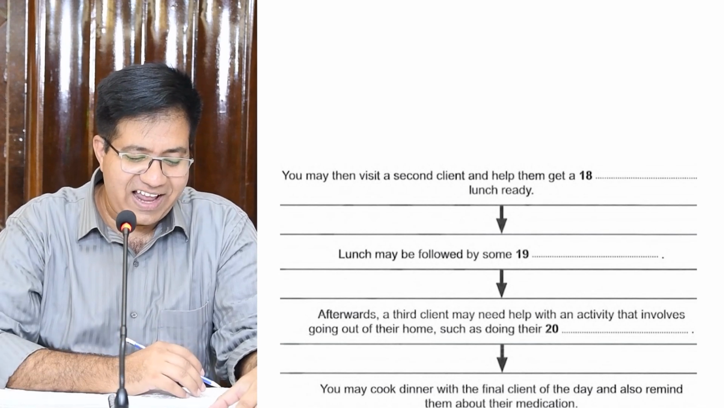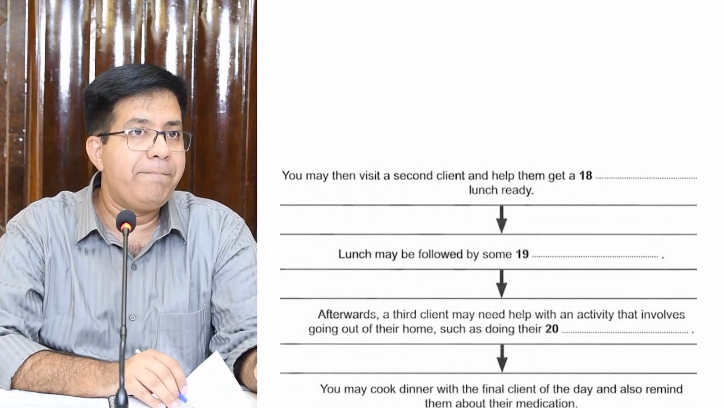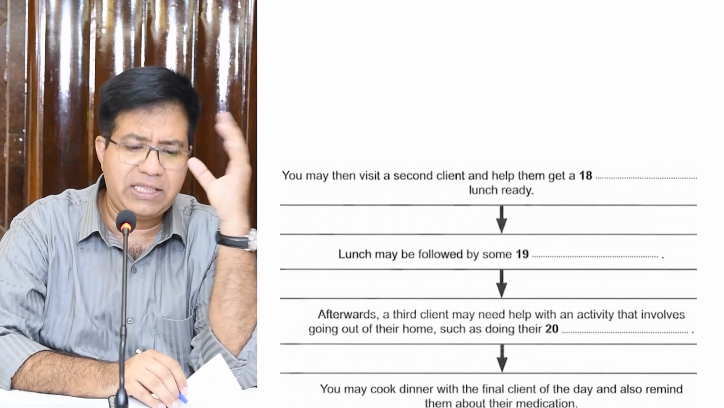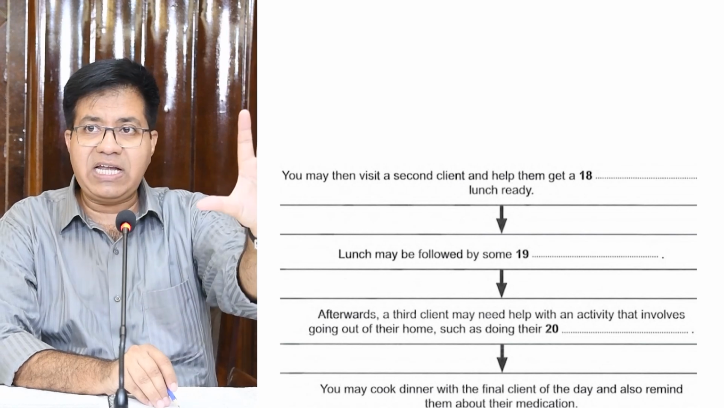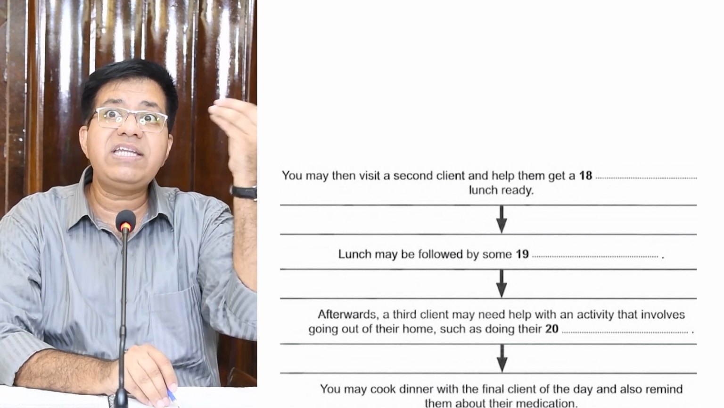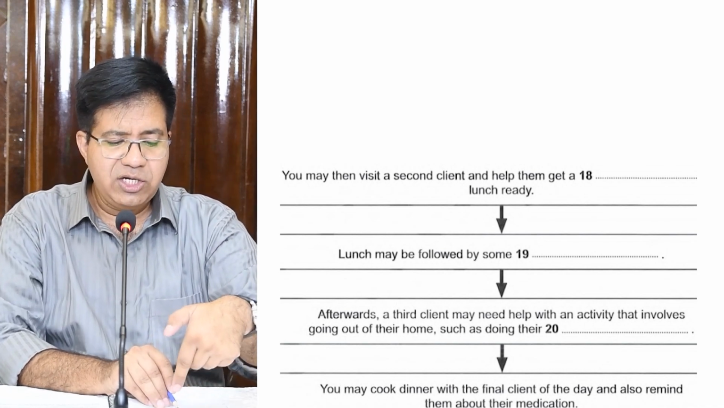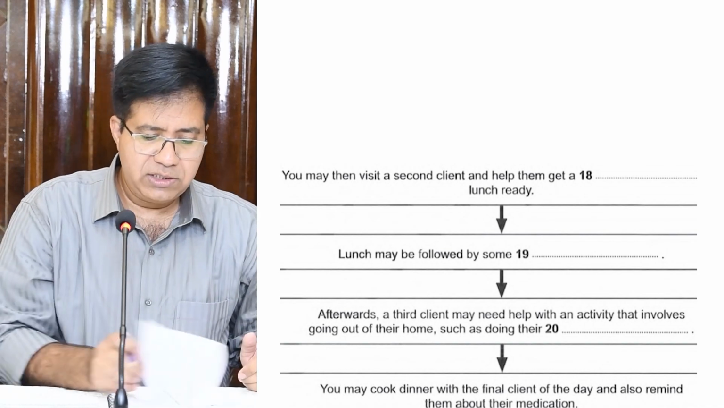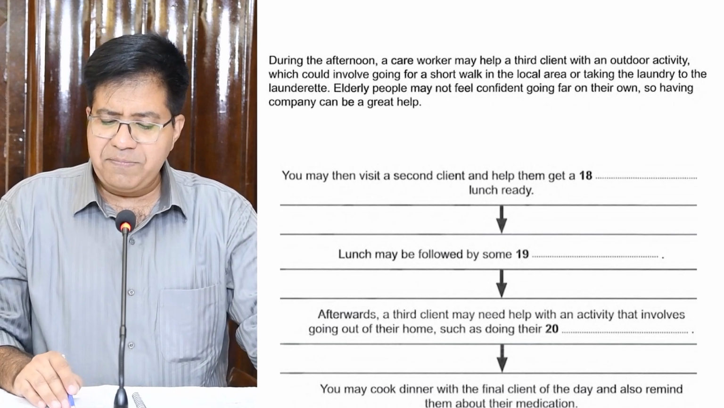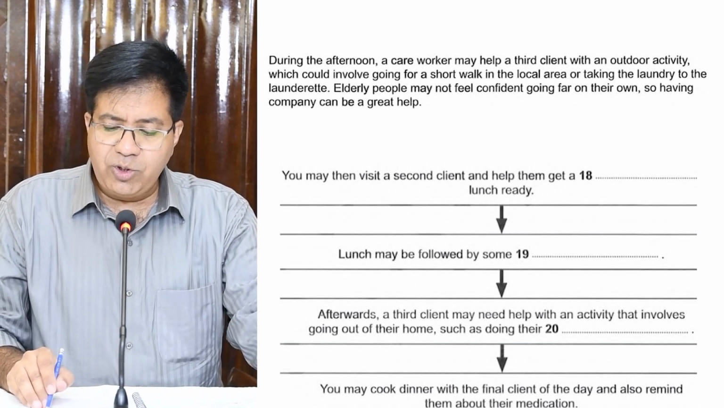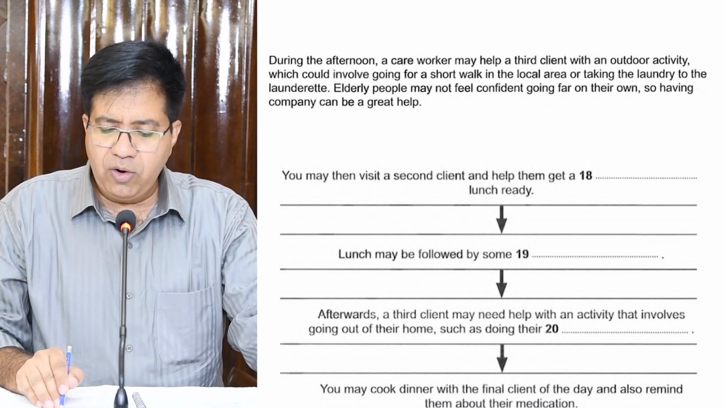Afterwards, a third client may need help with an activity that involves going out of their home. Now, it can be any activity, walk or anything like that, such as doing their, okay, now listen, activity which involves going out. Now, what is that activity? That activity will be the answer, such as doing their what? So, second last paragraph. During the afternoon, a care worker may help a third client with an outdoor activity which could involve going for a short walk in the local area.